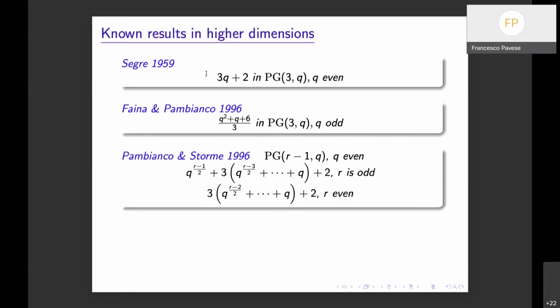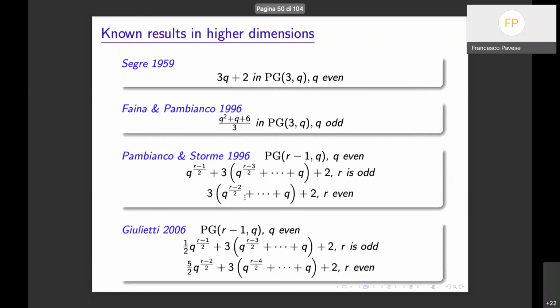Pambianco and Storme generalized the construction due to Segre in projective space of odd dimension when the characteristic is even. And their construction was improved by Giulietti in 2006. So actually, these constructions say that it is possible to find small complete caps whose size is very close to the trivial lower bound in the cases when the ambient projective space has odd dimension and Q is even.